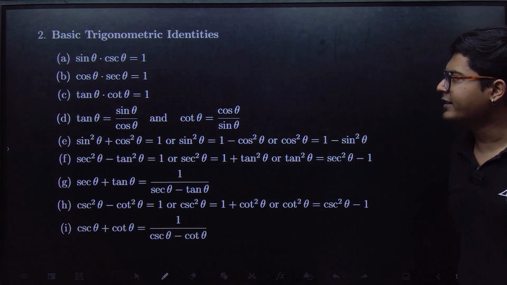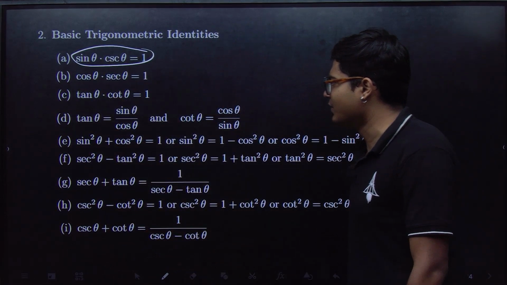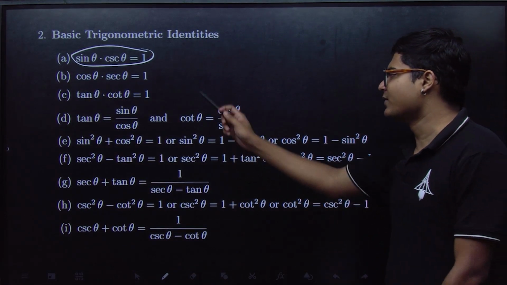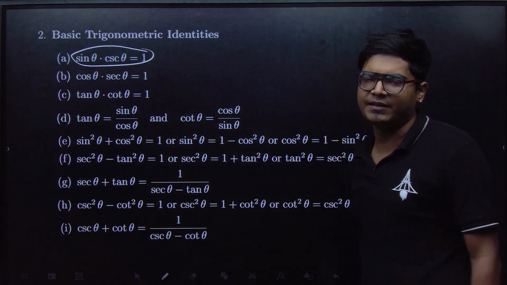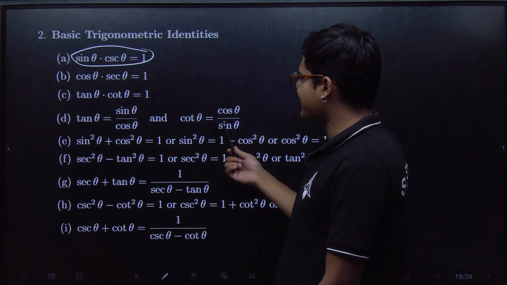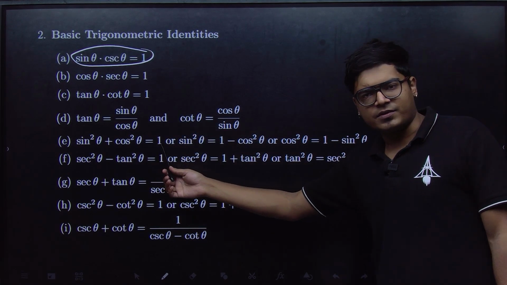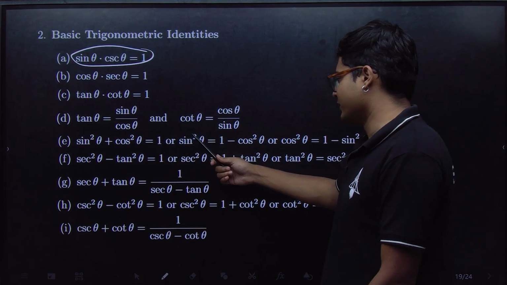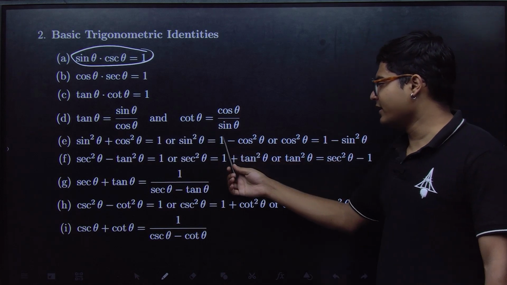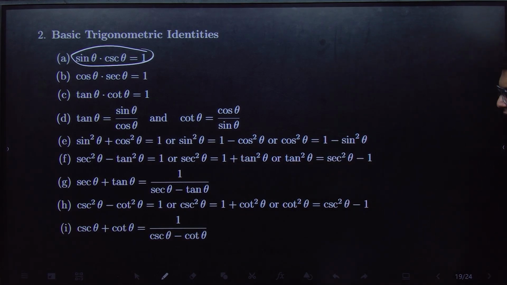Some basic identities: like I said, sine and cosec are inverses of each other, so they multiply to give you 1. Cos and sec are inverses, so they give you 1. Tan theta and cot theta multiplied together give you 1. Now tan theta is sine theta by cos theta, and cot theta is cos theta by sine theta. Sine square theta plus cos square theta equals 1, we know this, we have been doing this since we were kids. Sine square theta is 1 minus cos square theta, or cos square theta is 1 minus sine square theta.